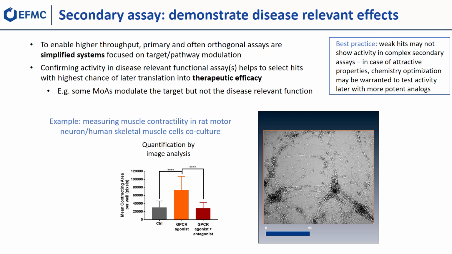So at the bottom is an example where we can measure muscle contractility in co-culture of rat motor neurons and human skeletal muscle cells. And here we have a little movie where you can see actually the muscle cells contracting. And in the graph on the left, you can see that by adding a GPCR agonist, we can increase contractility of the muscles by image analysis, and that this is reversed when we add an antagonist. This is actually nice because here we have a built-in additional readout which confirms the on-target activity.